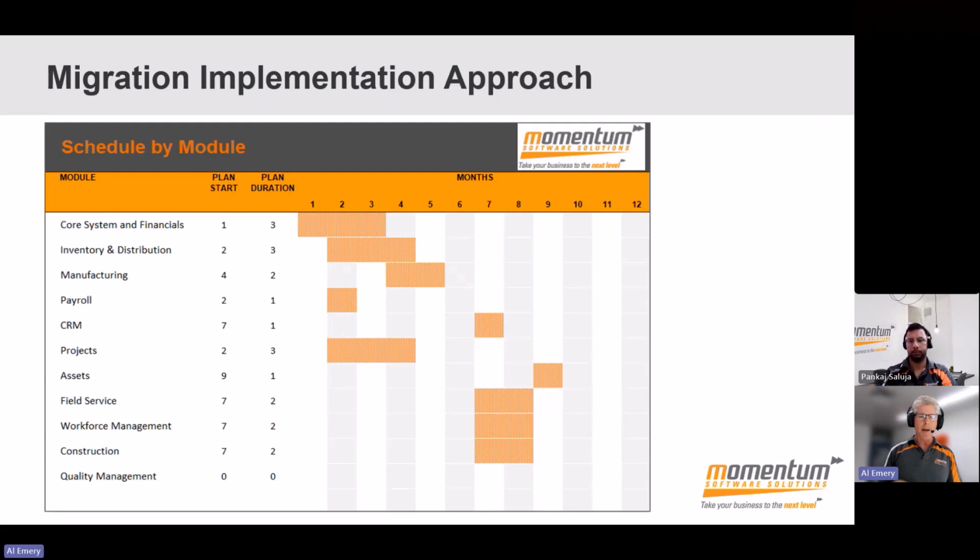Other modules like manufacturing or CRM or projects can be done at different times, depending on what works best for you. Not all modules are dependent on each other. So it could be anywhere between a 3 or 4 month project or a 5 or 6 or 7 month project, depending on size and complexity and scope of modules that we're doing.